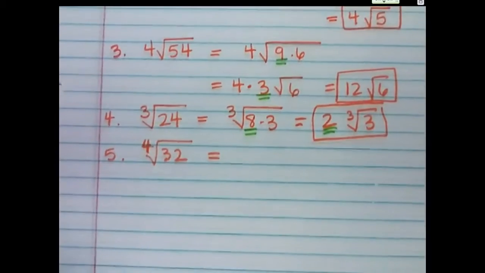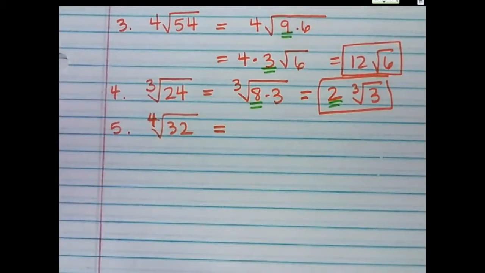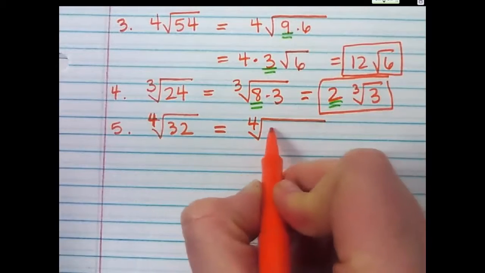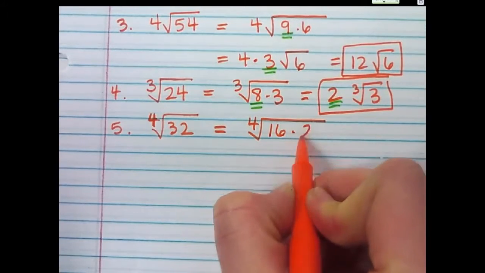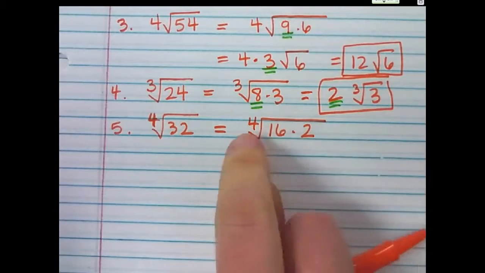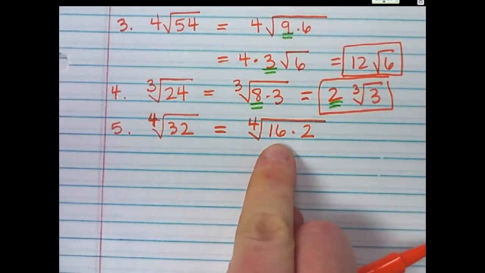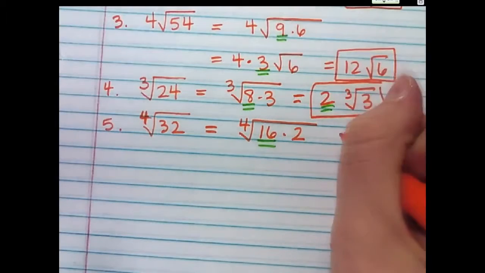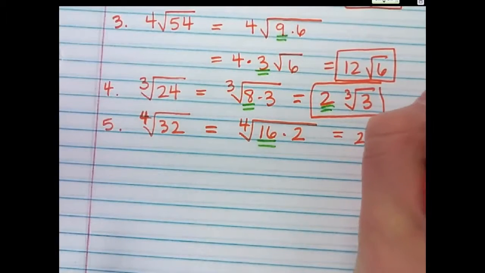Okay, 4th root of 32 times 2. Okay, be careful here. What's the fourth root of 16? 2, right, not the square root of 16.